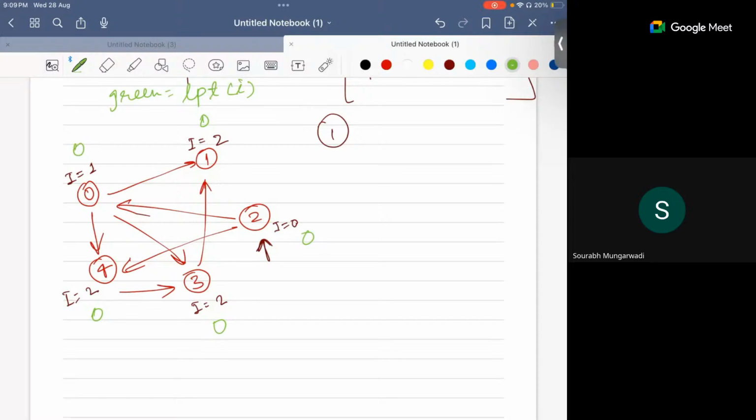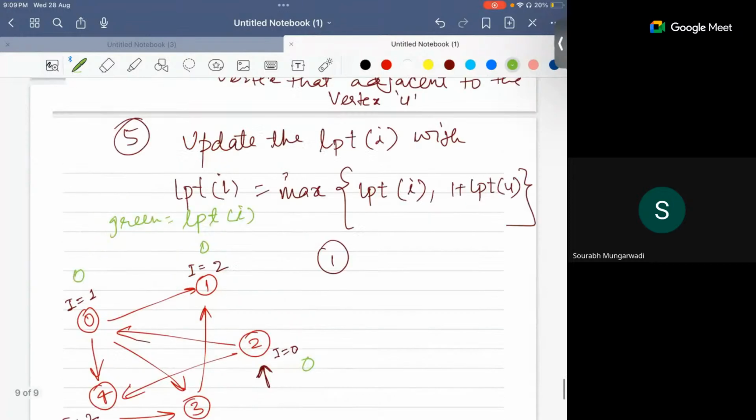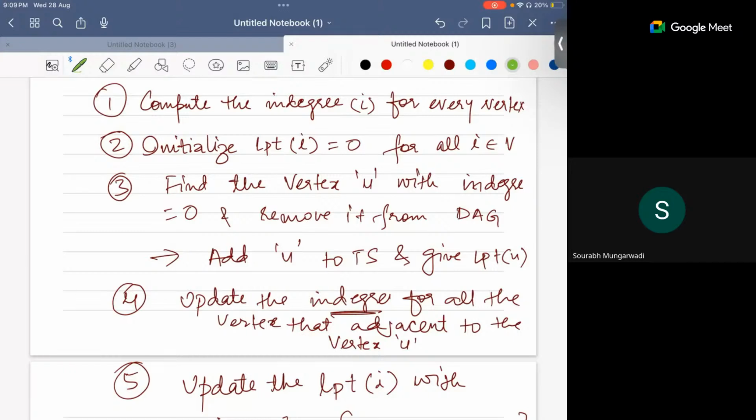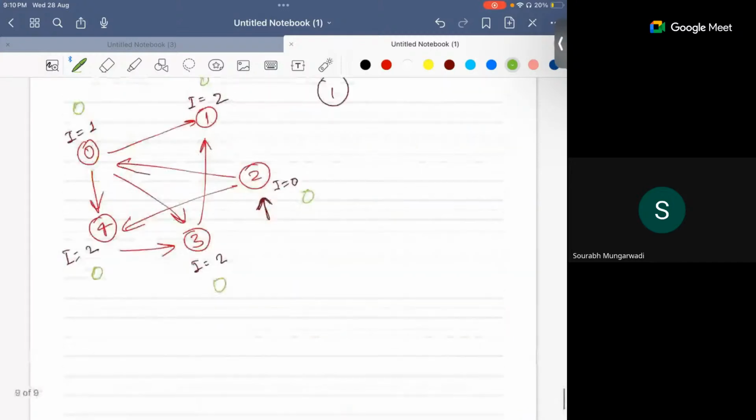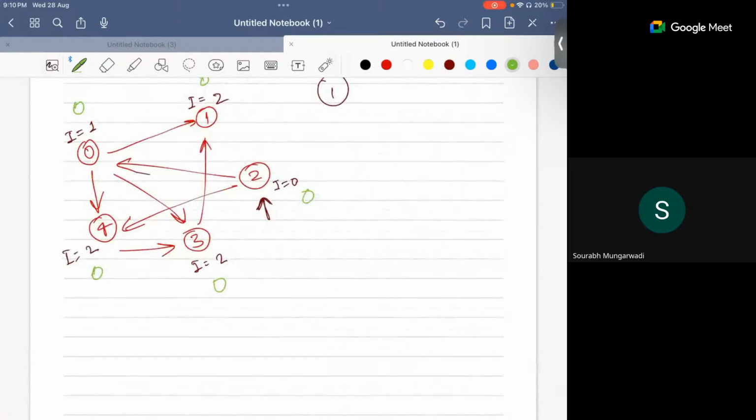So from 2, if you have to go anywhere, the longest path is 0 till now. Now the third step. The first step you have done, in degree calculated. Second step you have done, initialize the longest path to all the vertices I as 0. The third step, what did I write? Find the vertex U with in degree 0. So again, we already know that 2 is the vertex with in degree 0. Okay, and remove it from the DAG, add it to the topological sorting.